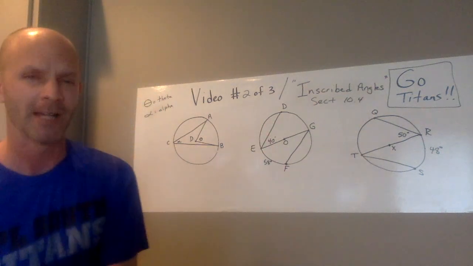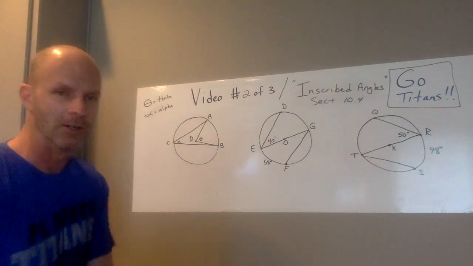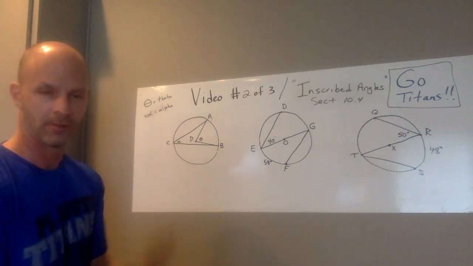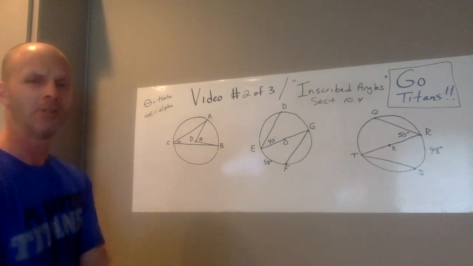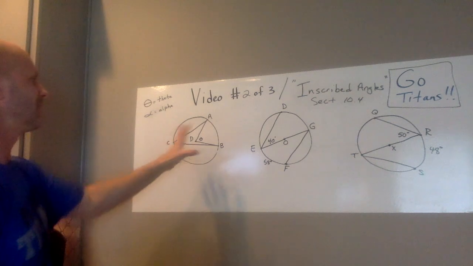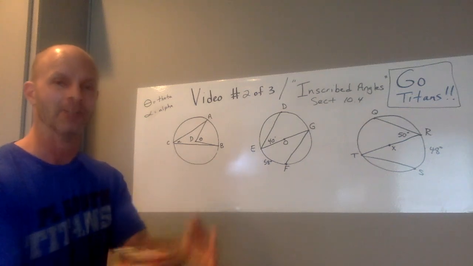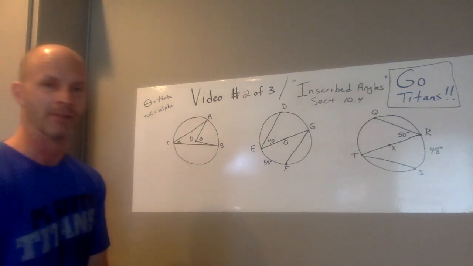Okay, so what is an inscribed angle? An inscribed angle is an angle whose vertex is on the circle. The vertex has to be on the circle. That's hugely important. And it's also then the rays, the sides of the angle, have endpoints that are also on the circle.